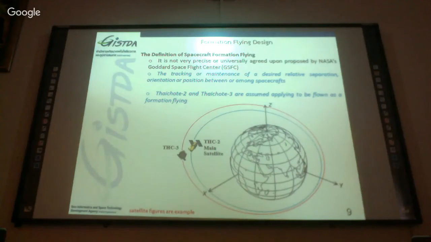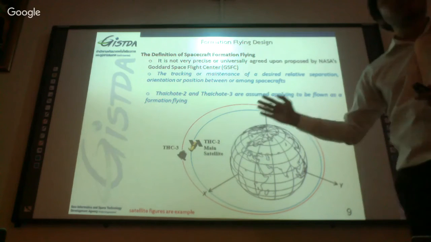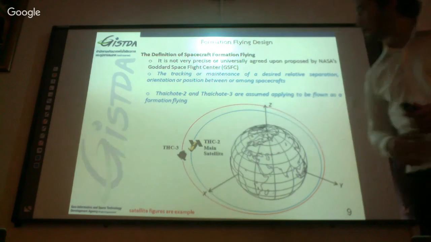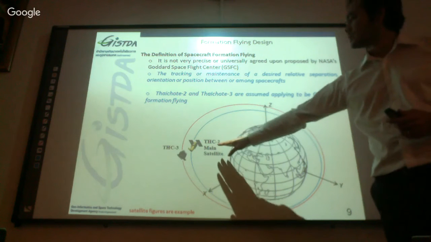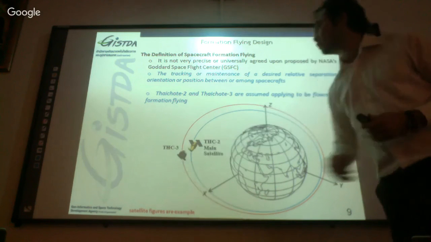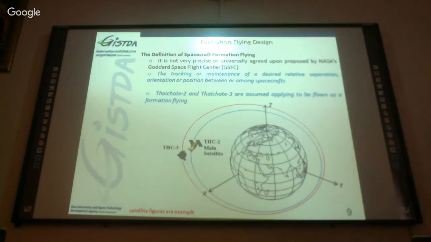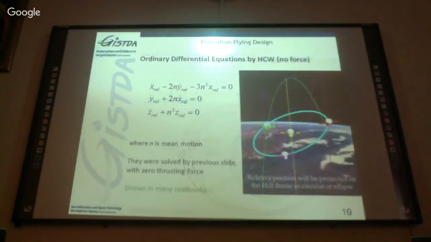Okay, we go to the scientific story about the mathematics of the formation flying design. As I said, for TR2 we aim to have two satellites. I recall this one is Hydro 2 and this one is Hydro 3. This is the simplified orbit formation flying design.